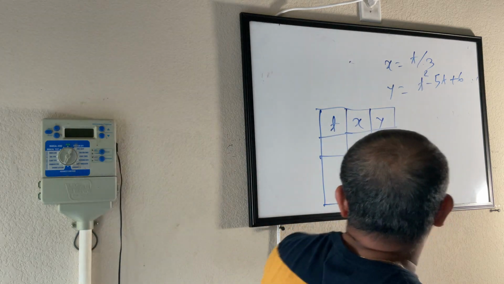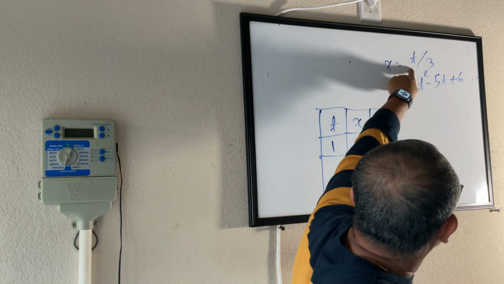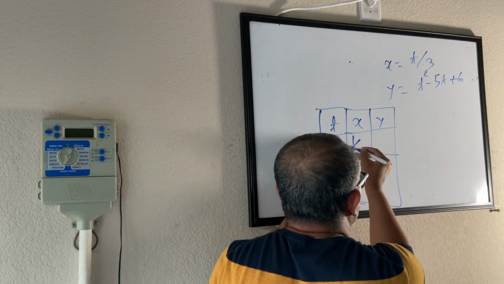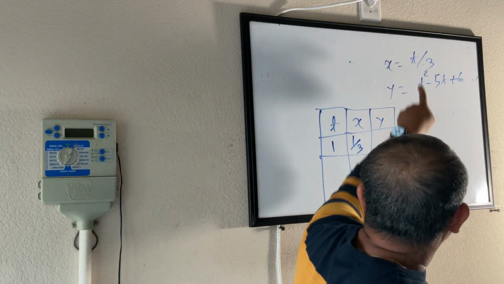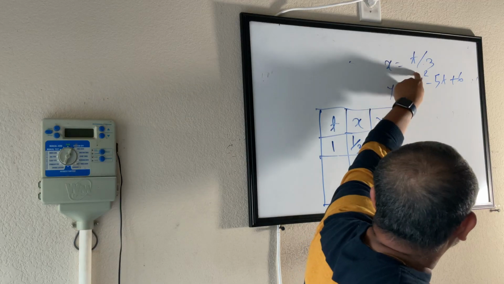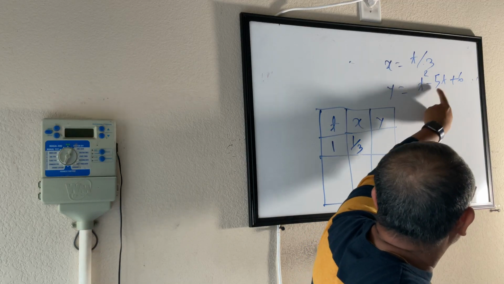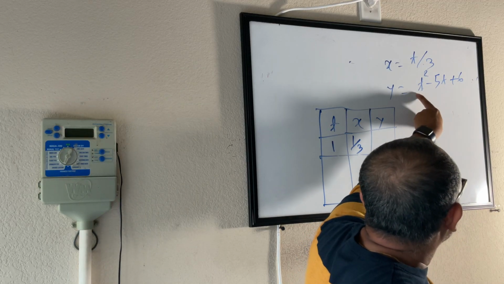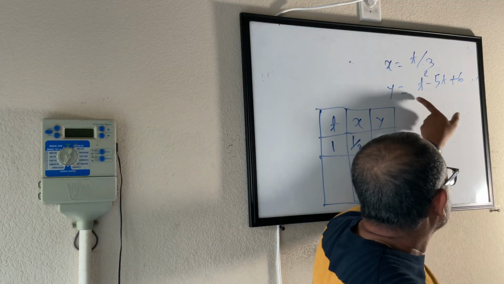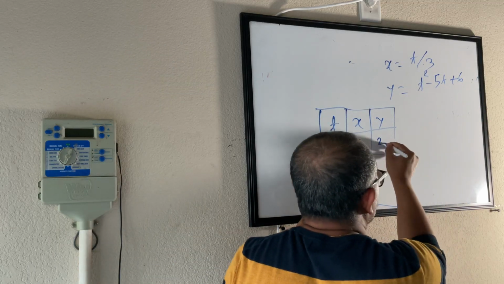Let's say when t is 1, x is 1 over 3. When t is 1, my value of y is 1 squared, that is 1, minus 5 into 1, that is minus 5. 1 minus 5 plus 6. So 7 minus 5, that is 2.